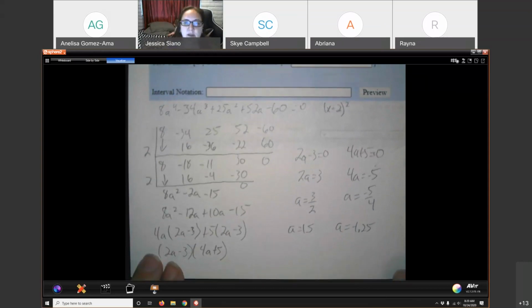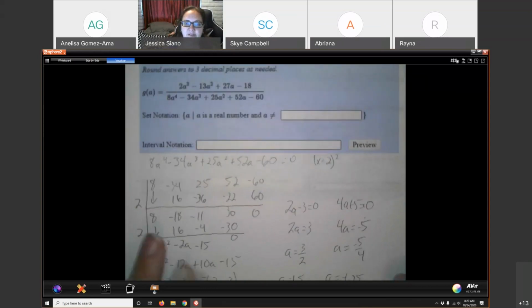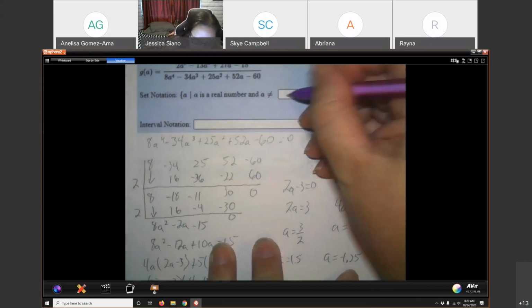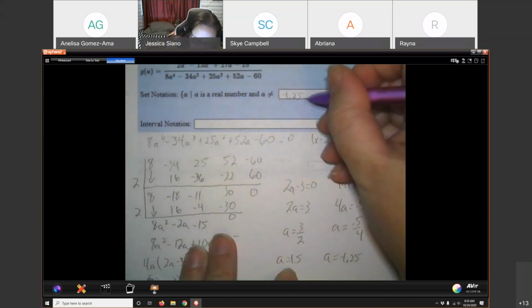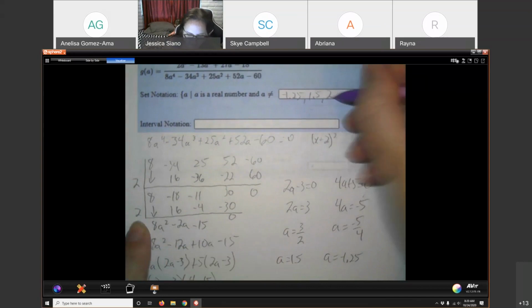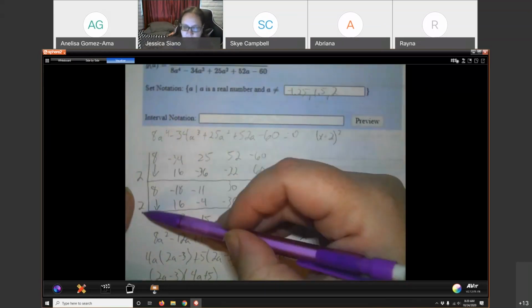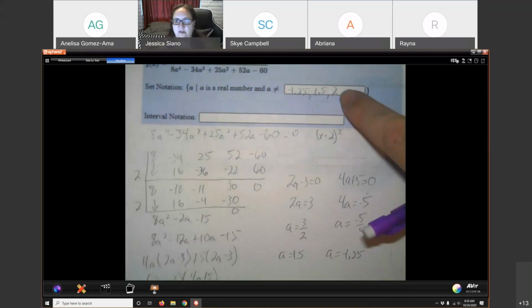Now, so here we have a is a real number and it cannot be negative 1.25, 1.5, or 2. Another note about set notation is I know that I had the 2 repeats, but I don't write repeats.